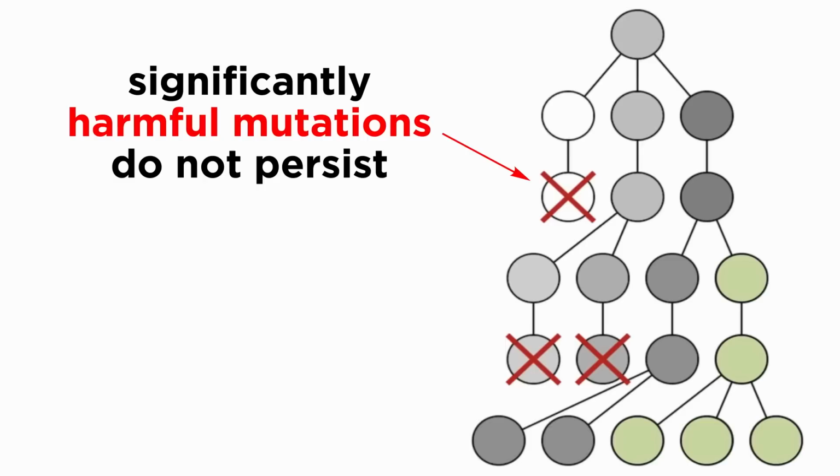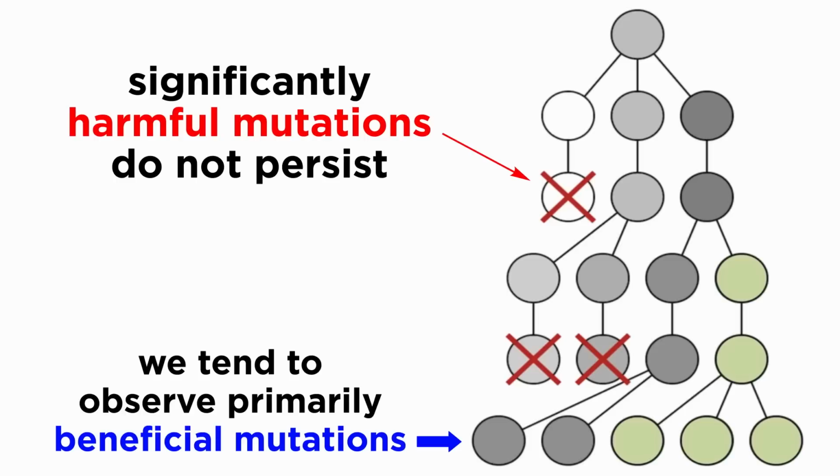Significantly harmful mutations are not often observed because those organisms tend to die quickly without reproducing, so we disproportionately observe beneficial mutations and improved function, which can appear like design to the unprepared mind.